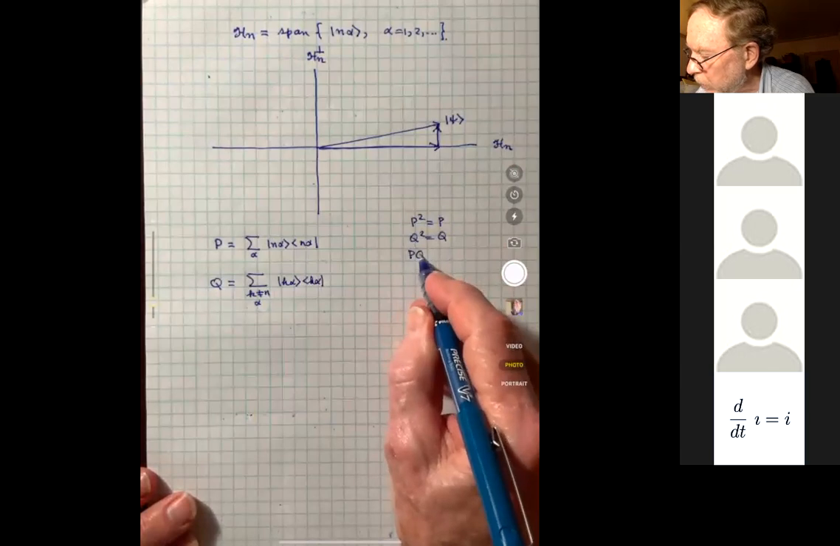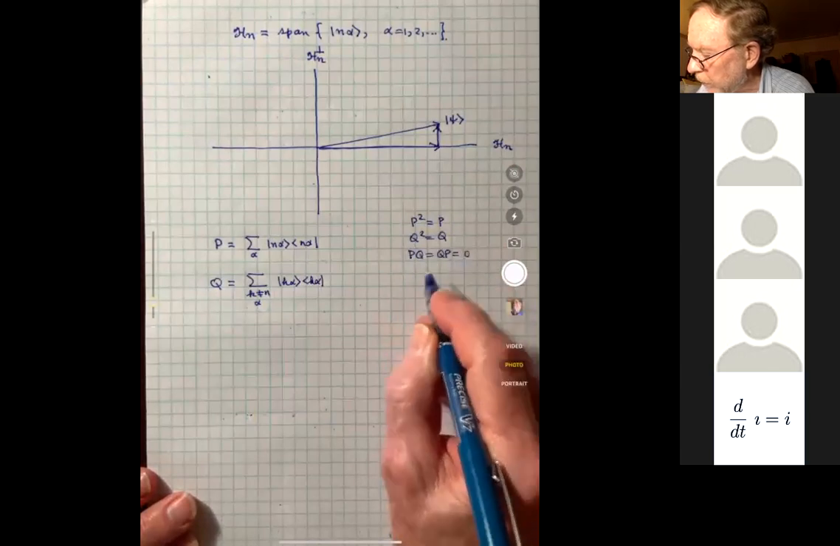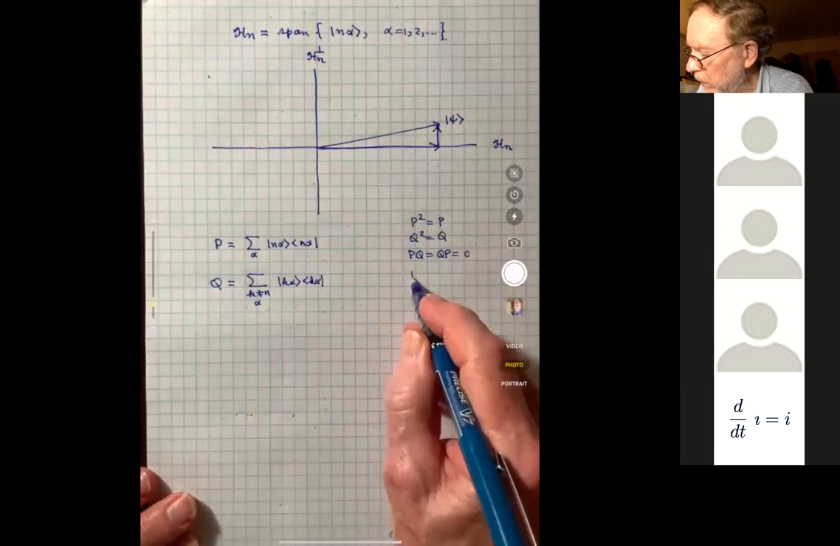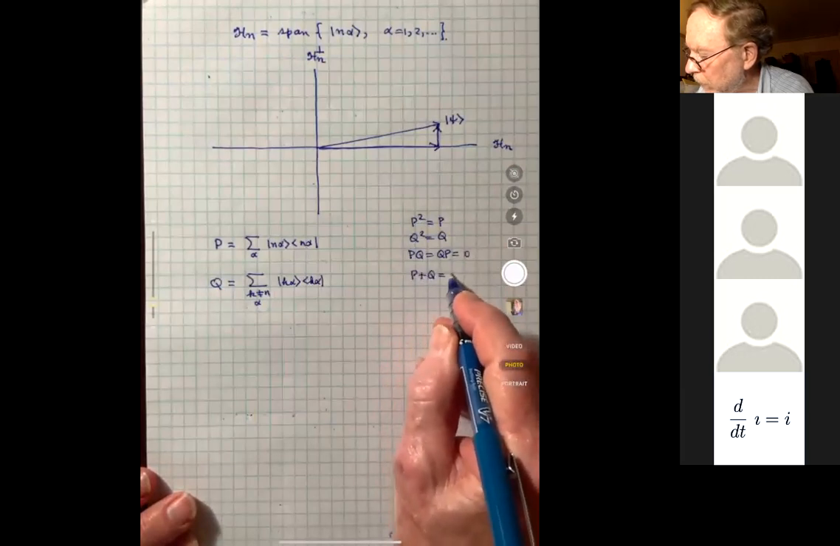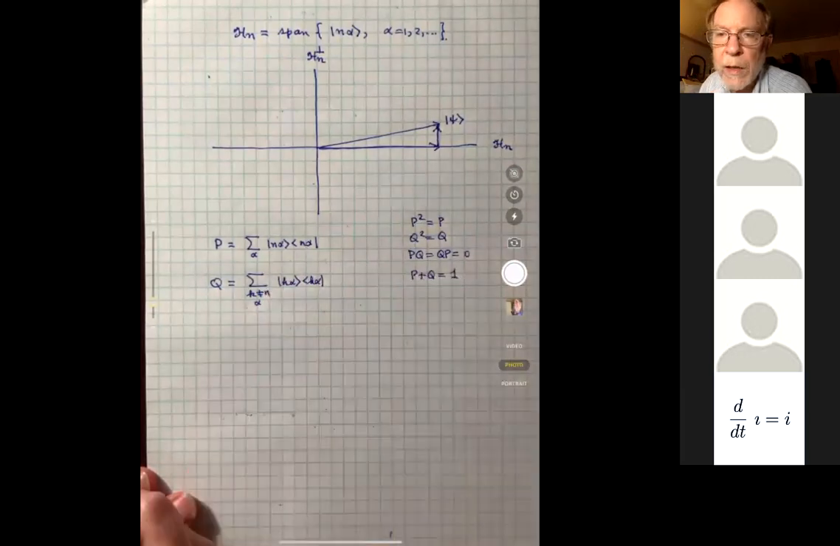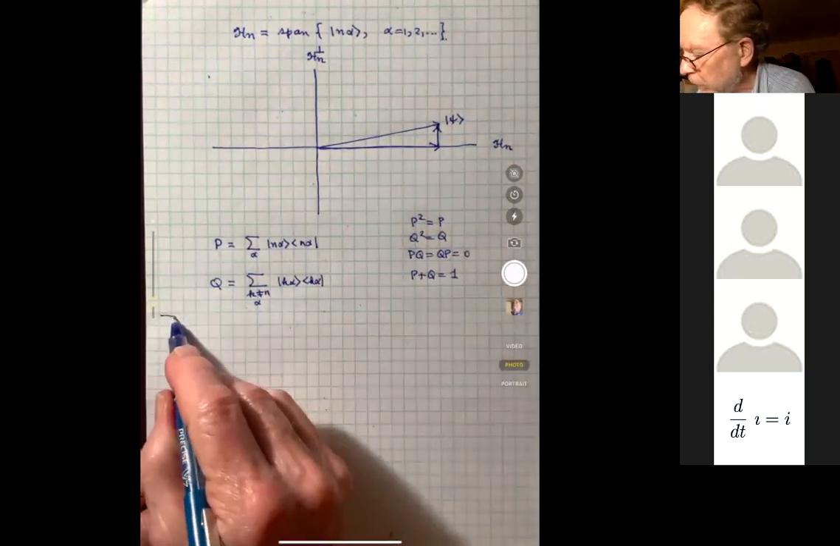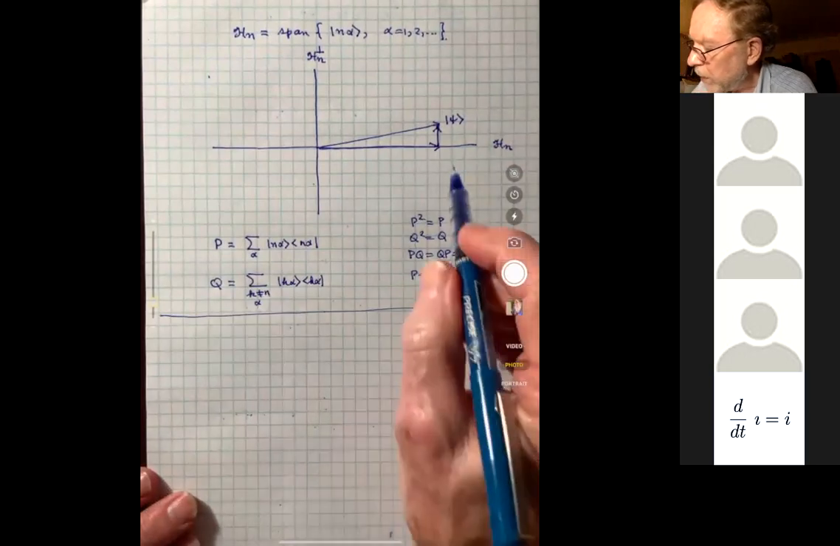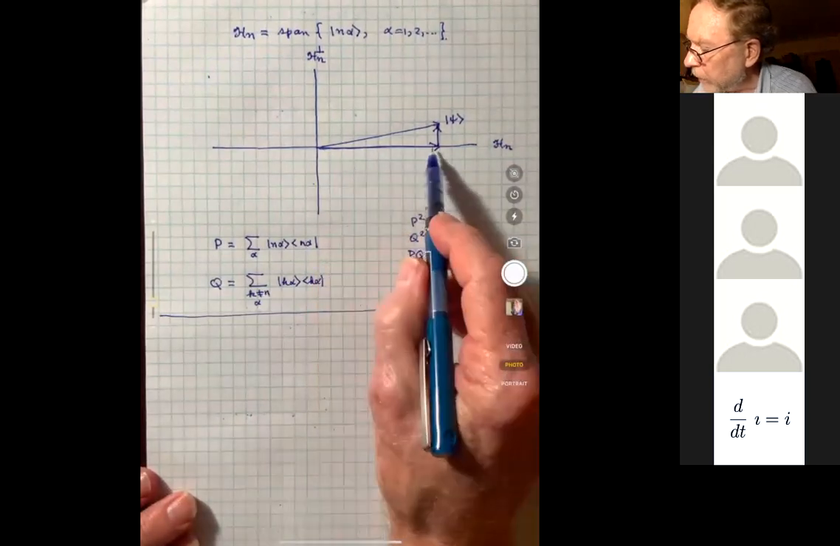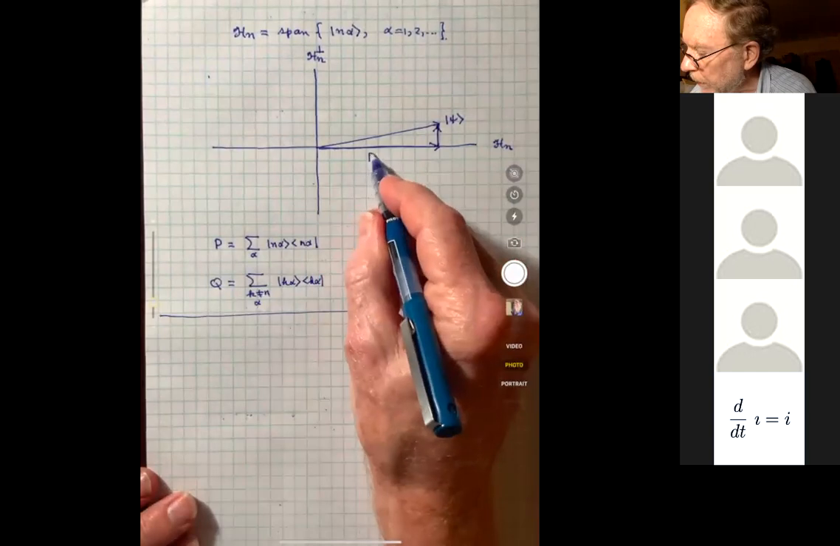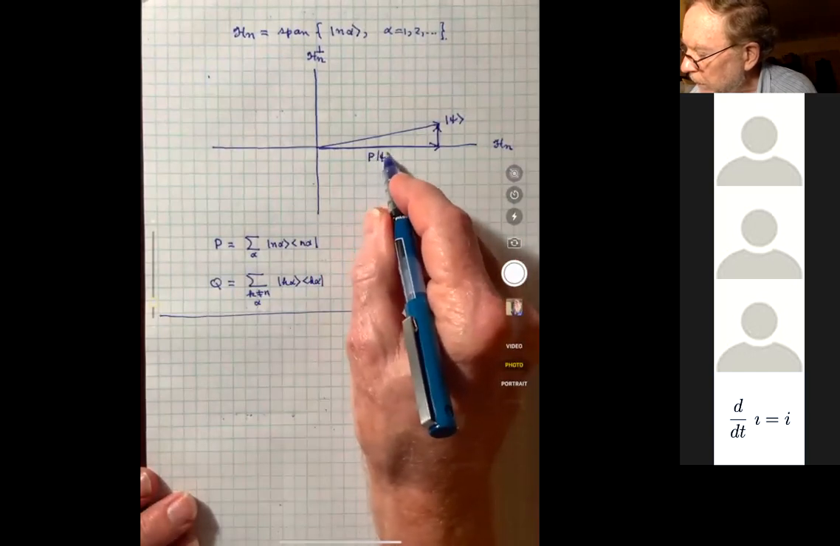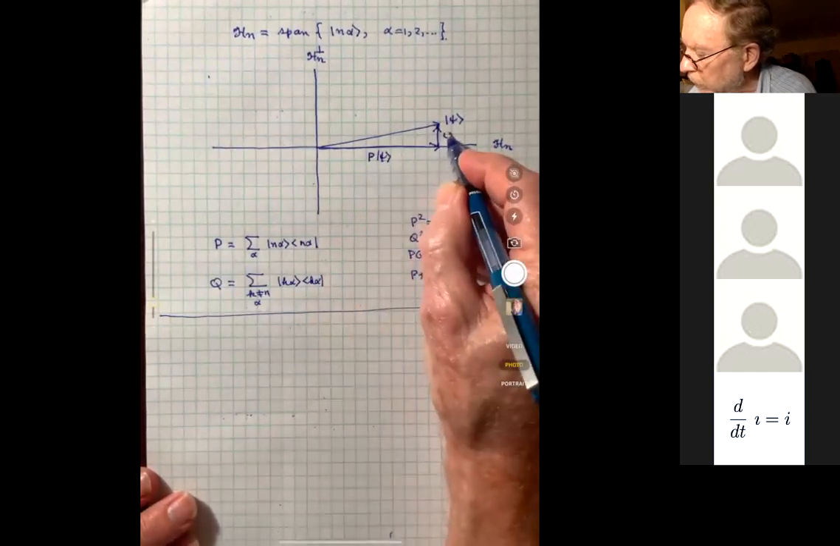Also, PQ equals QP equals 0. That means they project onto orthogonal spaces. And also the fact that P plus Q is equal to 1, because if you add them up, you get a resolution of the identity. All right. Now, those are our projection operators. So this long vector here, which is in the direction Hn, is the same thing as P psi. And this short correction orthogonal to it is Q psi.